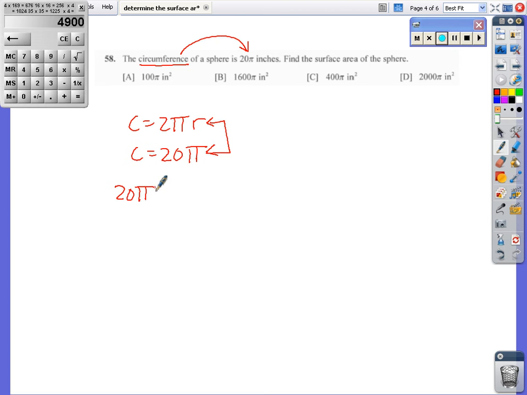And I know the formula for circumference is 2 pi r. So I'm going to solve this. There's that radius I'm looking for. I'm going to solve this by dividing by 2 pi. Wow, a lot simpler than you thought, huh?